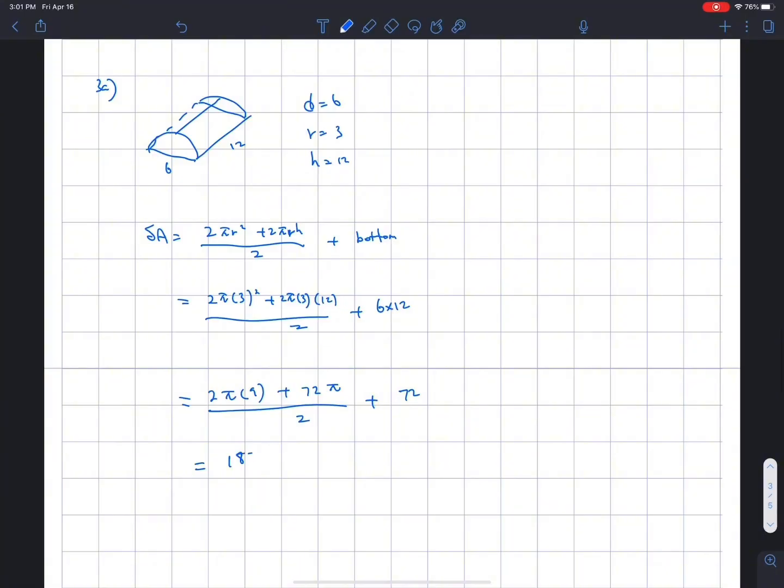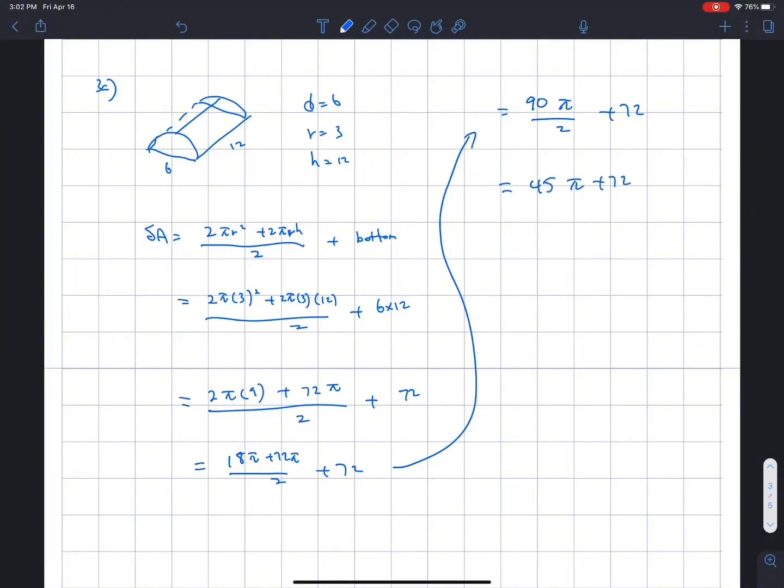So we get 18 pi plus 72 pi, over 2, plus 72. 18 plus 72 is 90. So 90 pi divided by 2 plus 72. And 90 divided by 2 is 45. That's the answer, 45 pi plus 72.